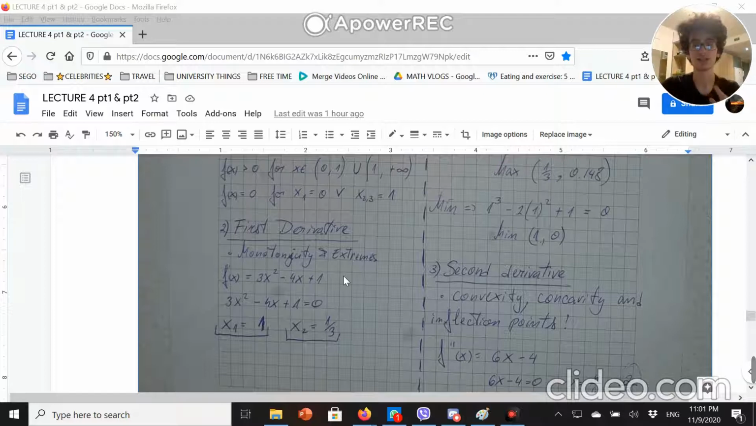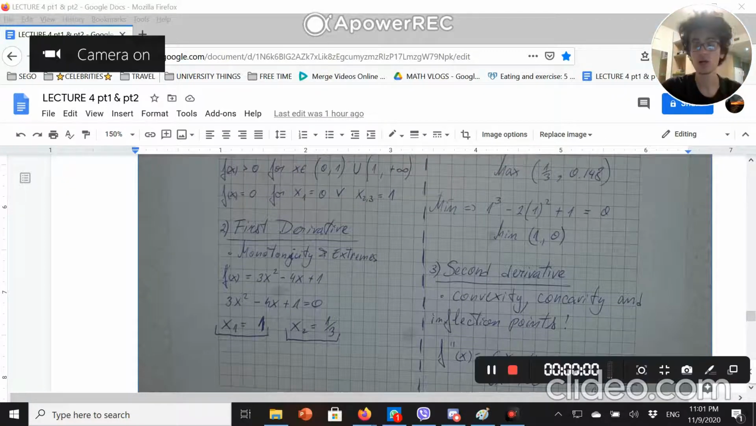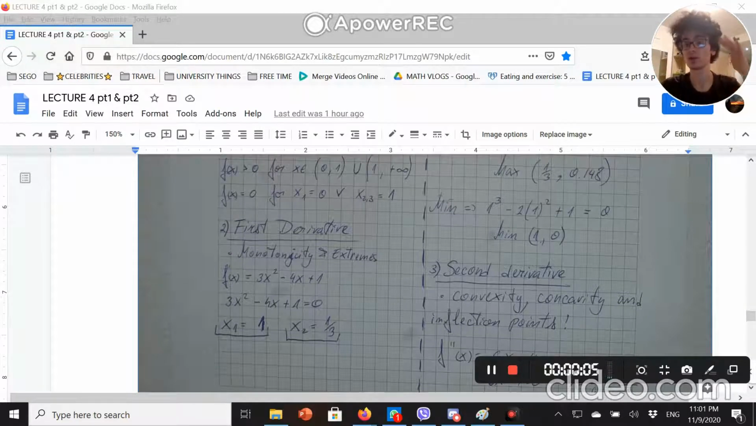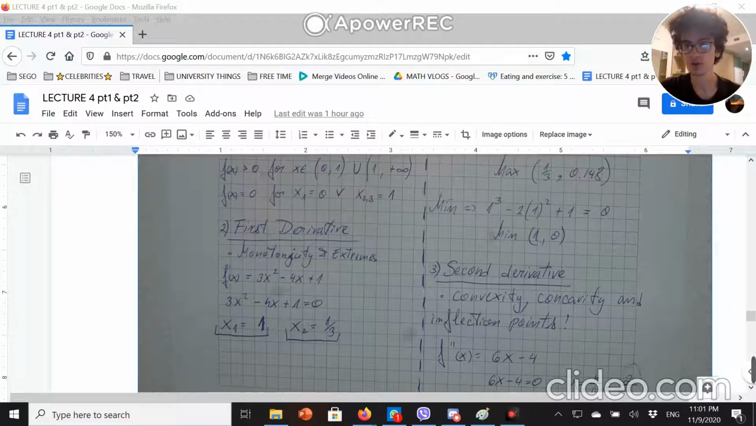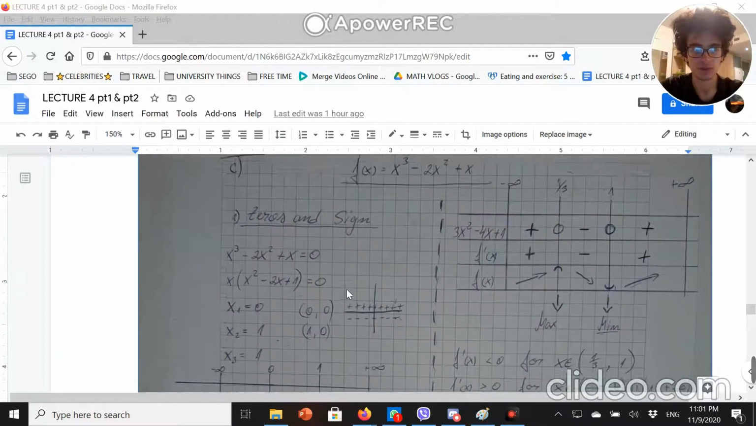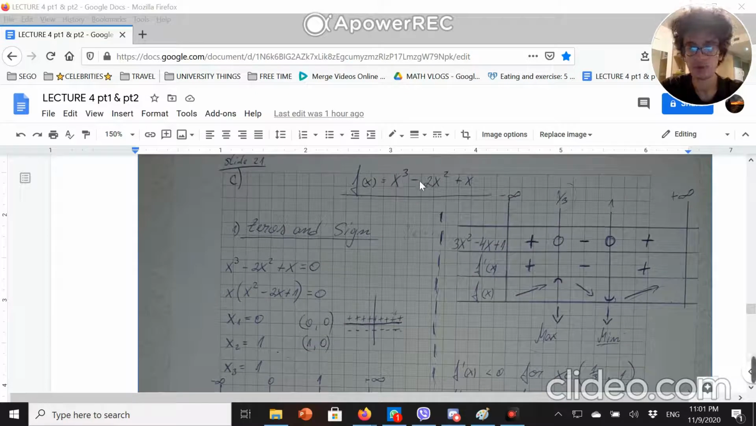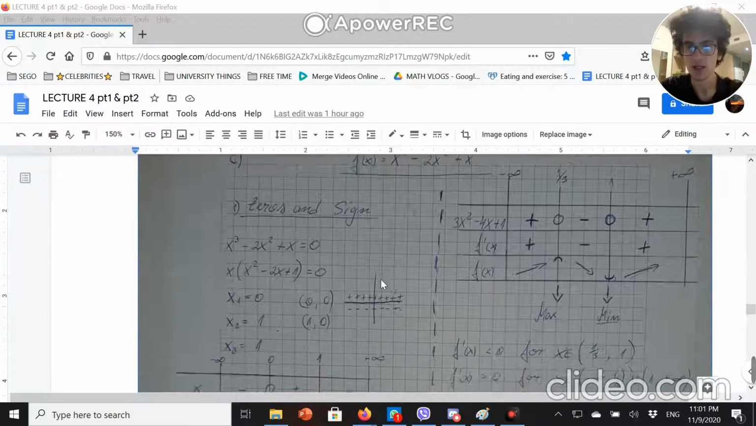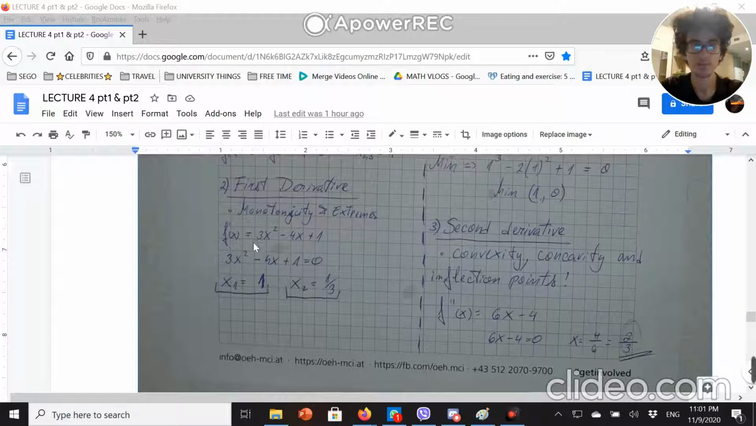So what does it tell us? What is monotonicity? Monotonicity just tells us, is our graph going up or is it going down? Basically, if it's increasing or decreasing. And the extremes are minimum and maximum points. So let's find the first derivative of our function. And our function was, if you remember, x to the power 3 minus 2x squared plus x. When we differentiate it, it will give us 3x to the power 2 minus 4x plus 1.